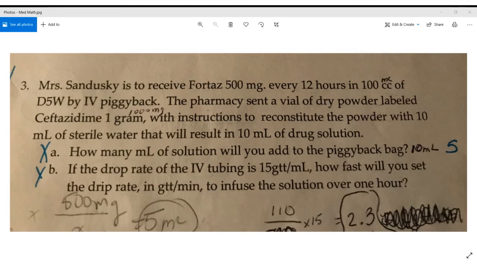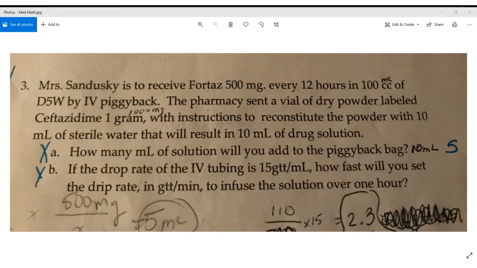The pharmacy sent me my medication, 1 gram. So really, that's 1,000 milligrams. So the pharmacy sent me 1,000 milligrams of the medicine with instructions and said, hey, take this 1,000 milligrams and you need to dilute it in water, sterile water, and to result in a total drug reconstitution quantity of 10 ml.